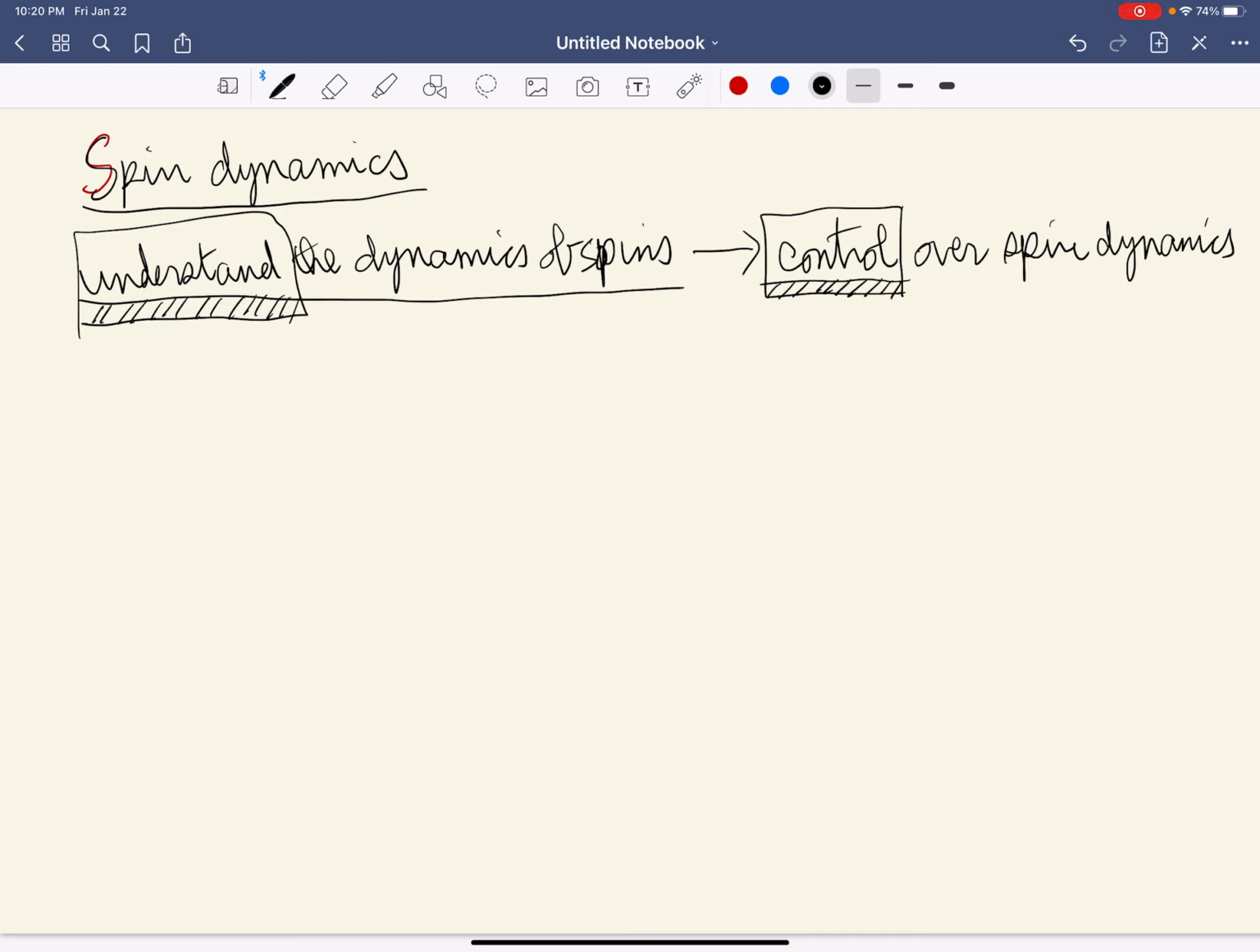Okay, so here comes the understanding part. And I'm going to divide up the discussion into two parts. The first part is about the Zeeman problem. And the second part, which will be talked about in the next video, not in this video, is the Rabi problem.